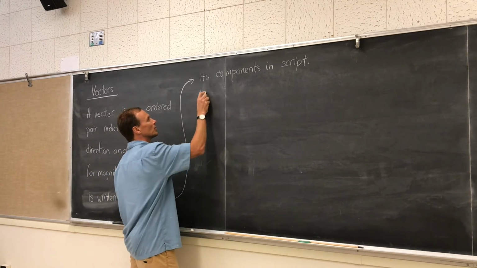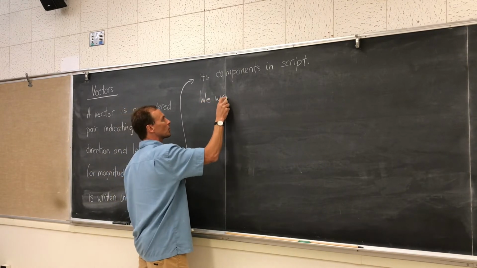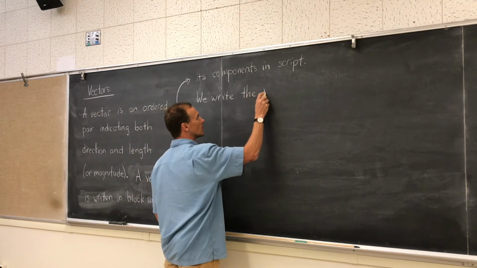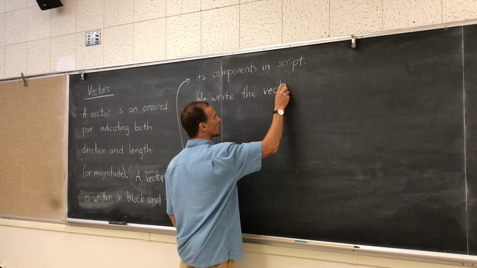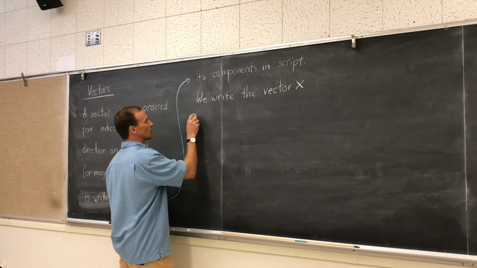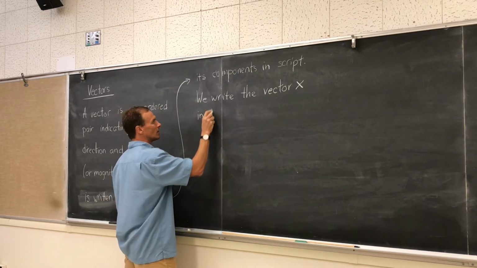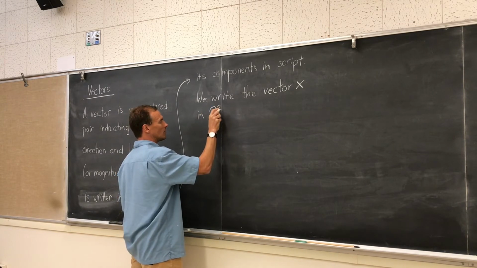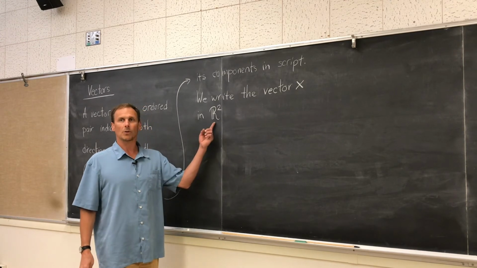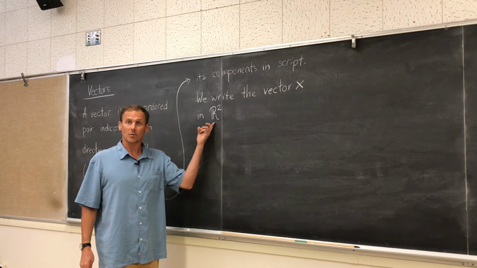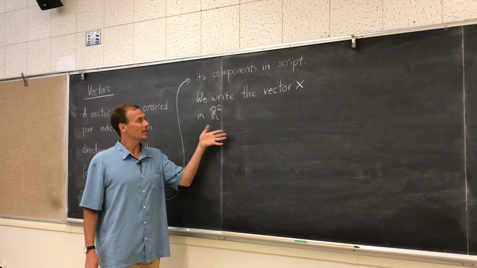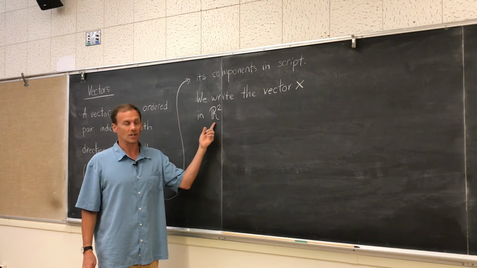So we write the vector x, so that'd be my block face for block, in R2. This may be a new notation to you. If it is, this R2 is what we would represent just as simple xy when we make a graph on a Cartesian plane, the xy grid. That's what R2 is, and so this is our notation for that.